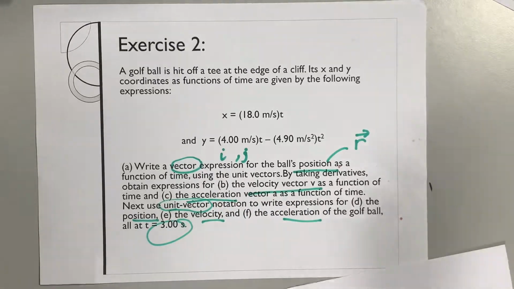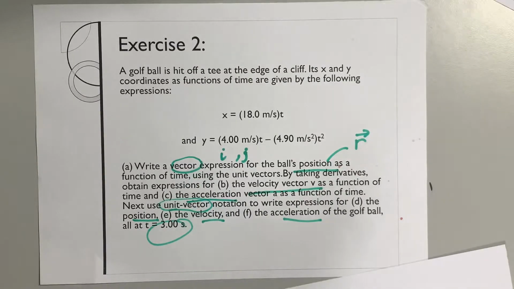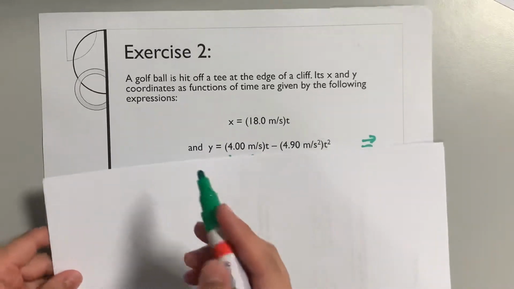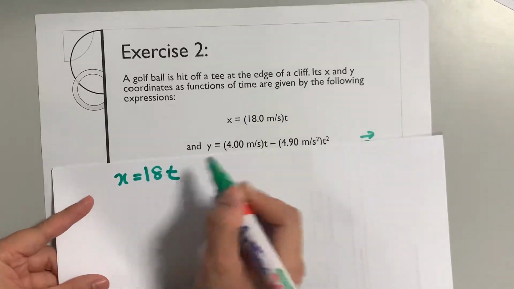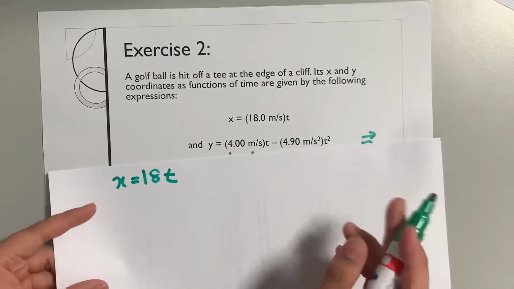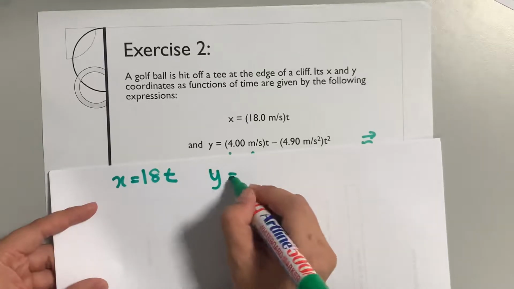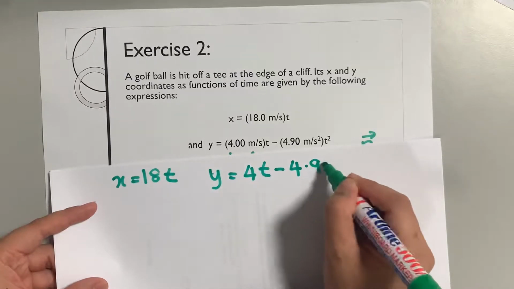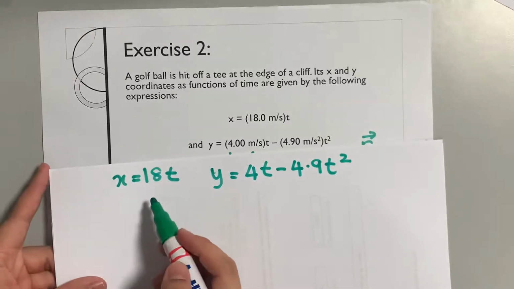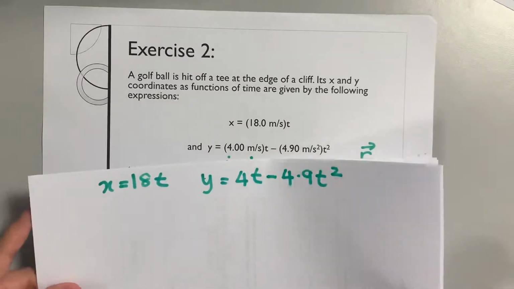Normally this type of question is 10 marks, but it's not hard. So given x is equal to 18t, no need to put units, it's okay. y is equal to 4t minus 4.9t squared. So here will be your x expression, and here will be your y expression.